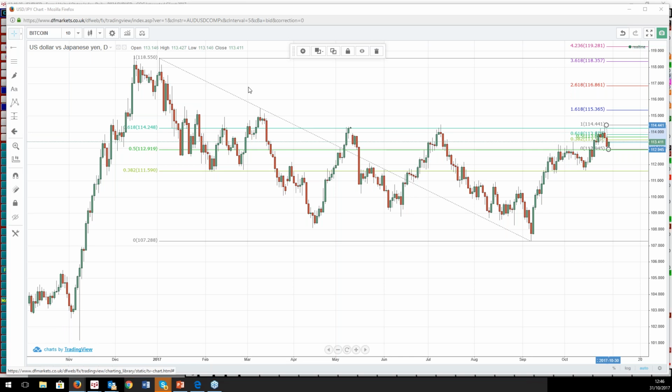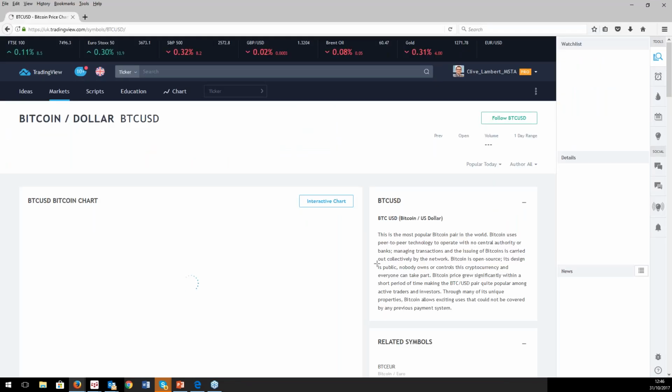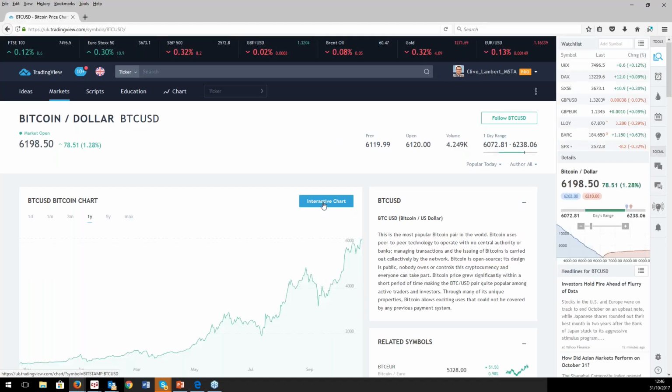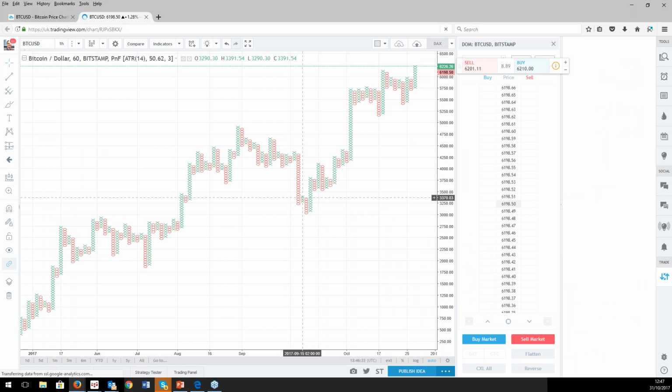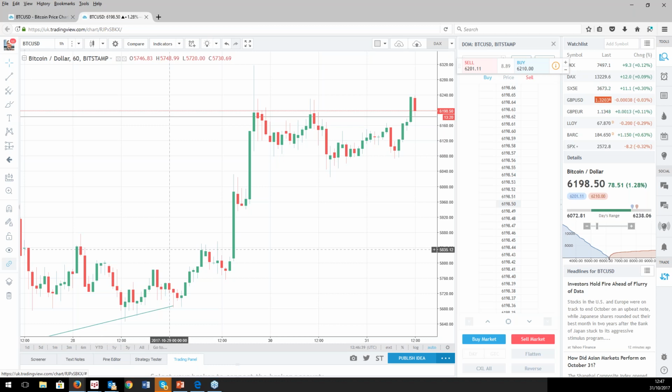I'll drag it across for you. Right, Bitcoin. Oh, hang on a minute. Let's go with an interactive chart, please. This is on Trading View, which is available through DF Markets. I don't want the point and figure chart because I don't really use them. Candlestick chart. Okay, Bitcoin. There's a chart.